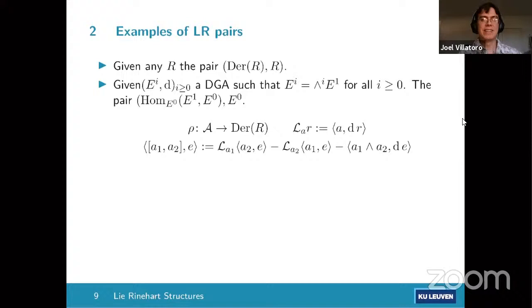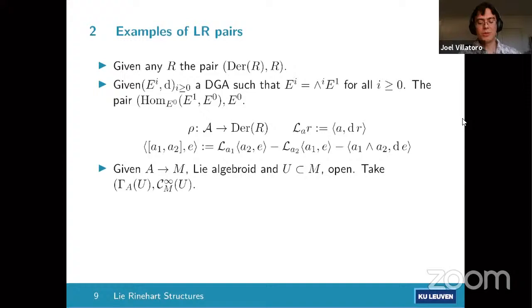Now, as a cute exercise, for people who do algebraic geometry this is a really easy exercise. For people who aren't familiar, it's maybe a little bit trickier, but you can prove that bullet point one is an example of bullet point two. So bullet point one actually comes from such a differential graded algebra. Now, if you have a Lie algebroid and you have an open set, like I said, you can take the sections, where you just look at all the smooth functions over a given open set and all the sections over a given open set.